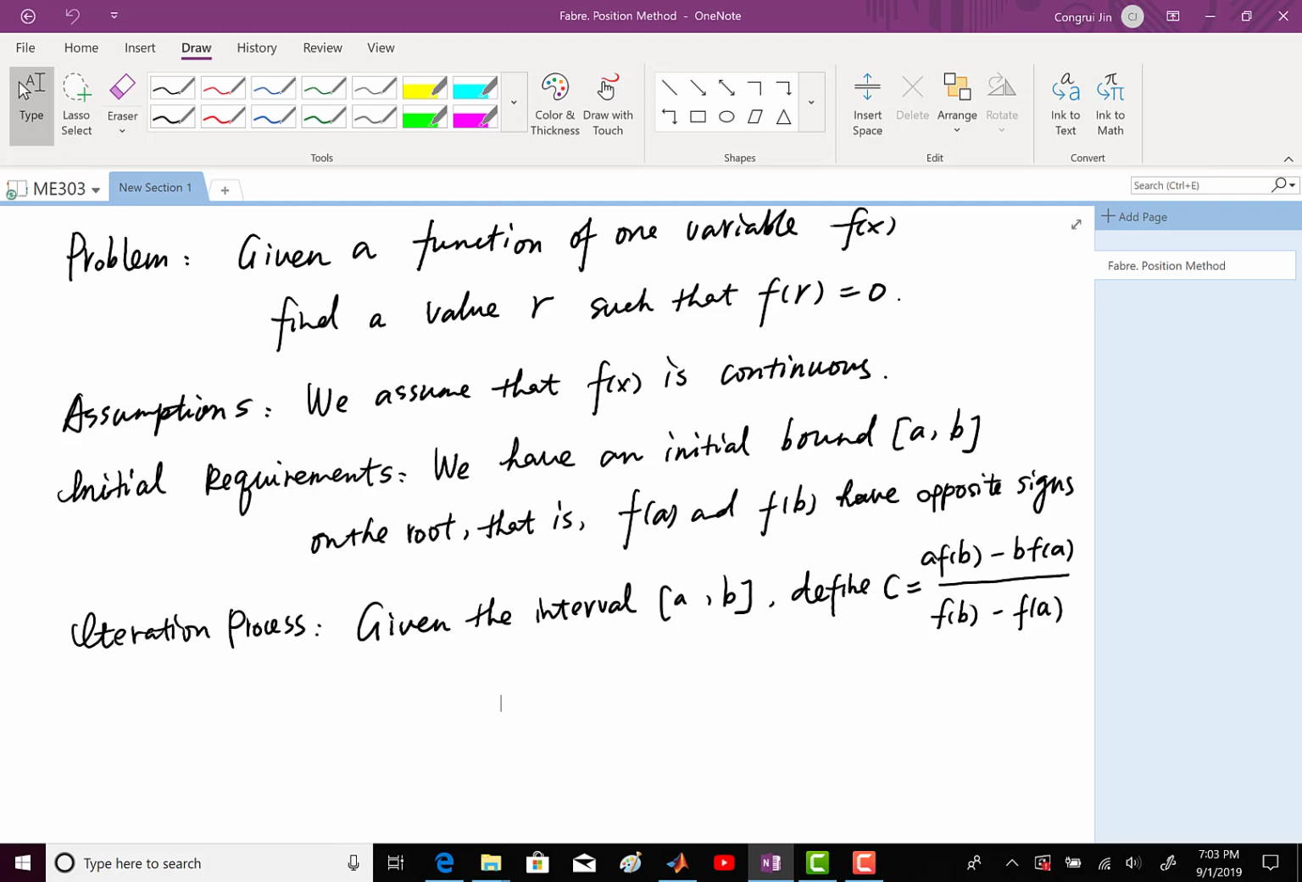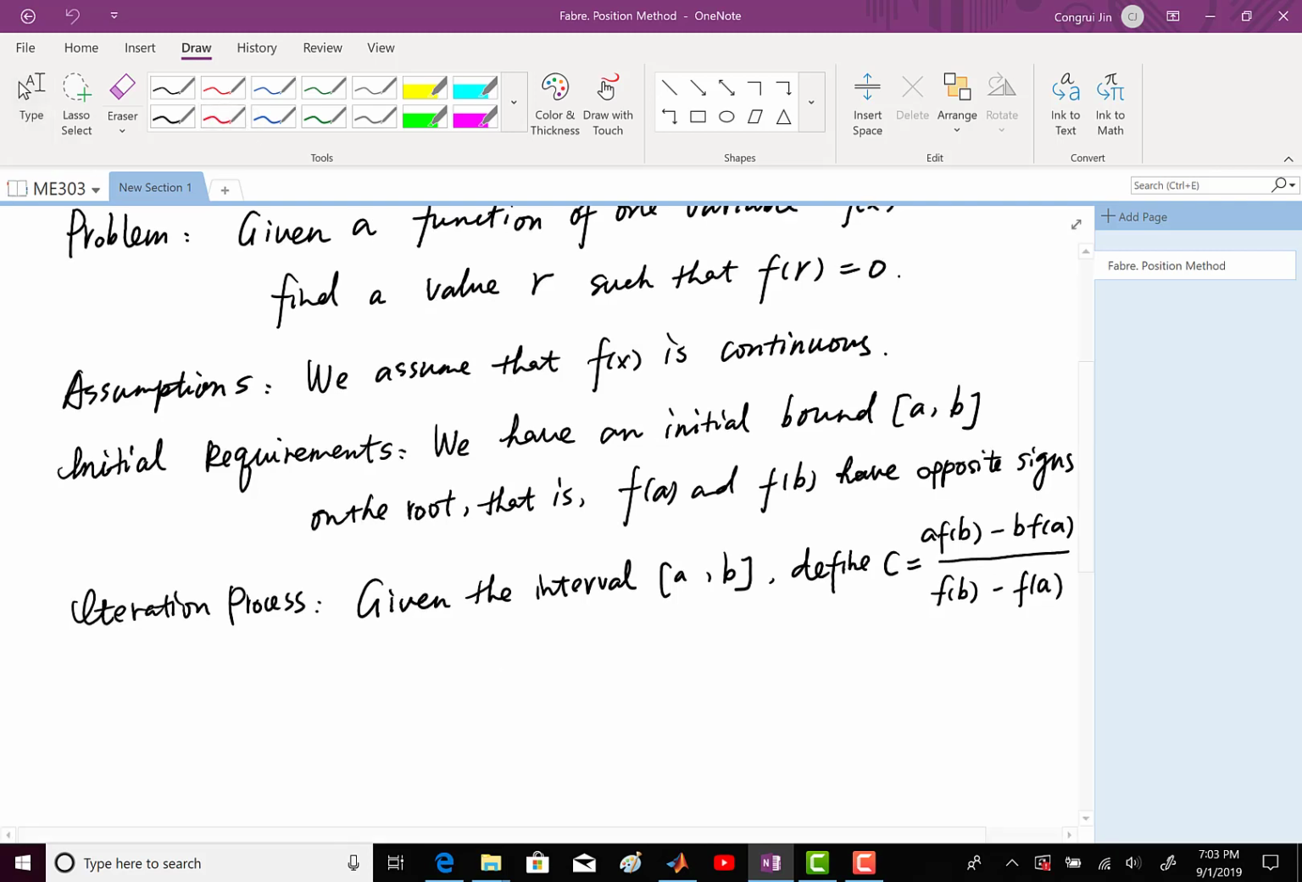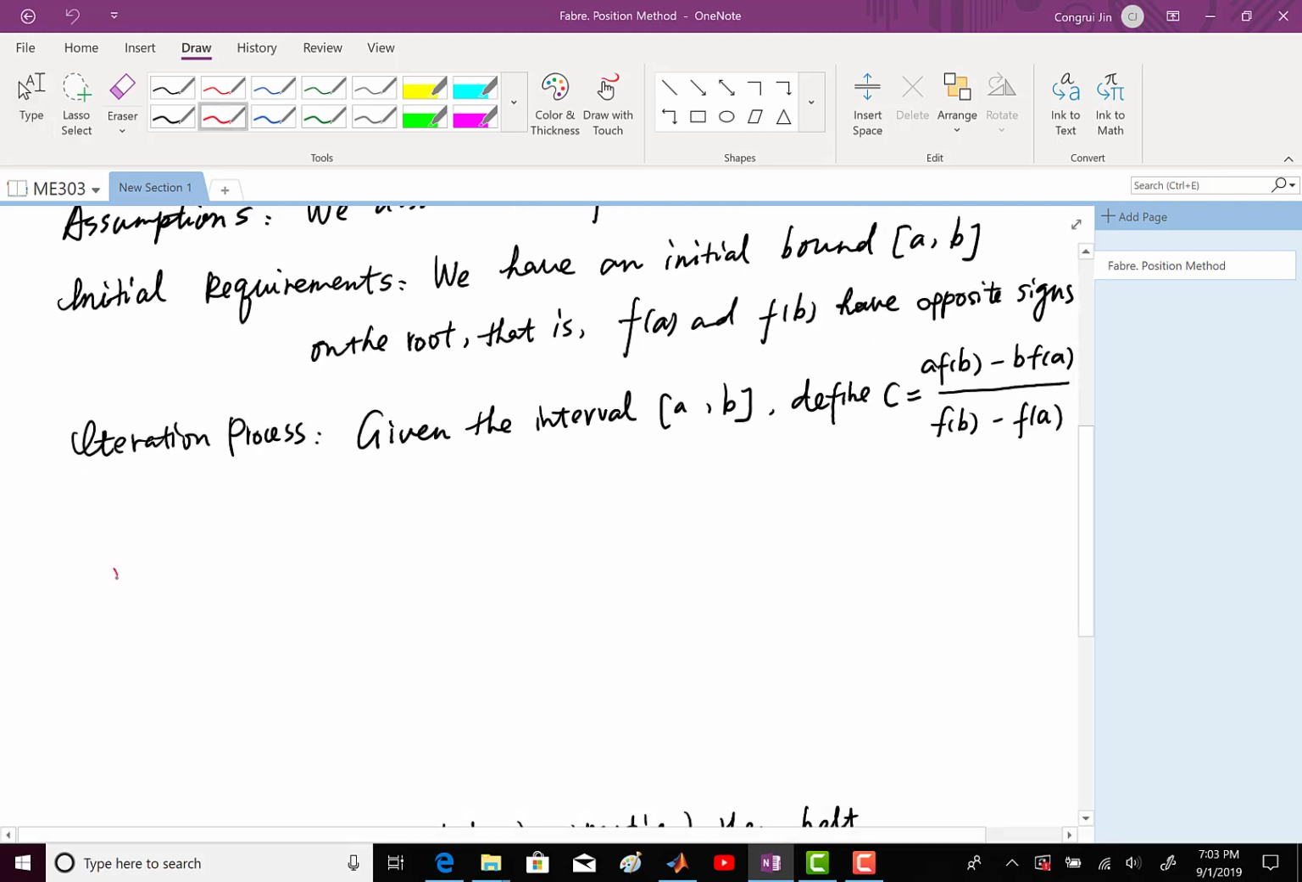The iteration process is a little bit different from the bisection method. Let me explain. Assume that we have a function from a to b. So this is f(a). This is f(b). f(a) and f(b) have opposite signs. If you use the bisection method, when you do the iteration, you need to find the midpoint of this interval, which is (a plus b) over 2, right?